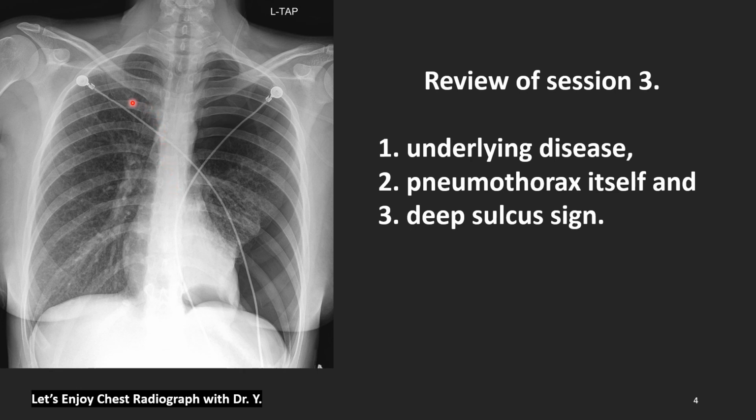Innumerable small lung cysts are scattered on the right side lung, and there is pneumothorax on the left side. Pneumothorax is here and here. We see also the deep sulcus sign, and the deep sulcus sign makes the left side diaphragm appear more brilliant. It is according to the Mach band effect.